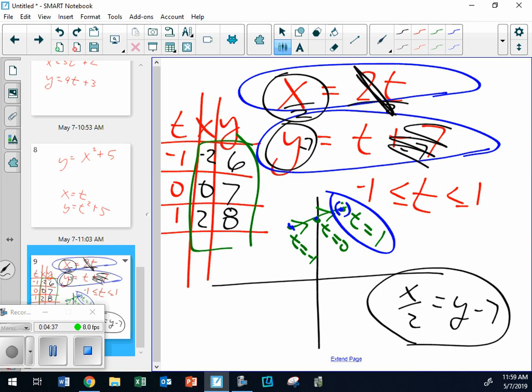Awesome. Does it need a domain? I bet a lot of people forgot the domain. The domain is this. You can't just copy that down there because it doesn't have any t's, so that wouldn't make any sense.